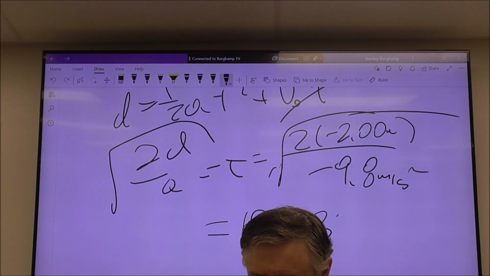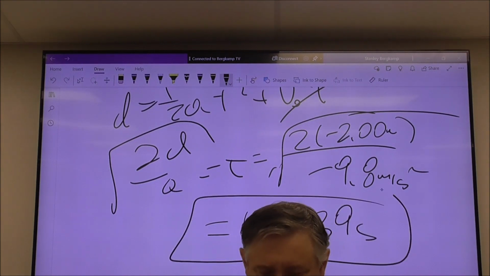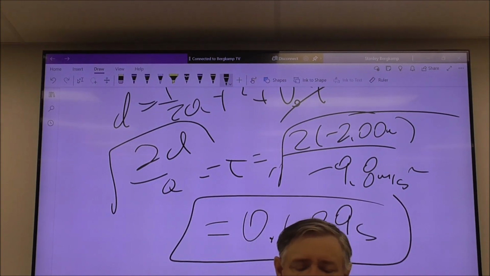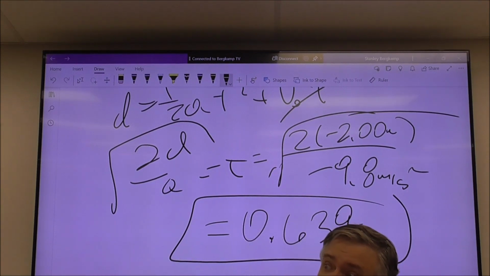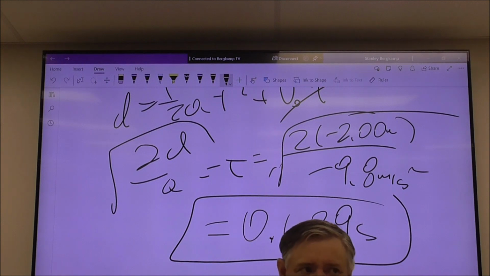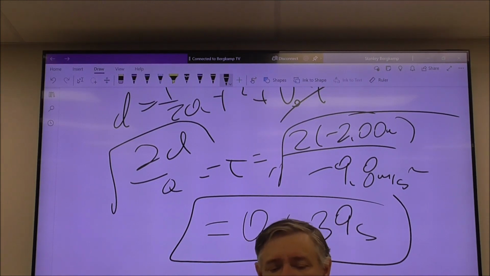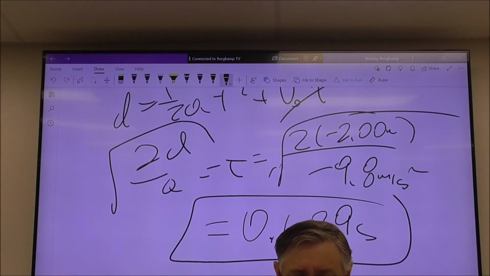0.639 seconds. Okay? Boom, there you go. Now, which matches? We said the time should be less than a second. It is. Okay? Because we weren't going 9.8 meters per second when we hit the ground. 0.639 seconds. Less than a second. Makes sense.